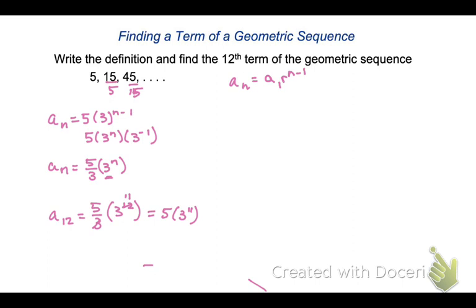And just put it in your calculator all at one time. 5 times 3 to the 11th. 3 to the 11th is 177,147. Times 5 is 885,735. Okay, on your test, if you have this problem, you're going to leave it where?